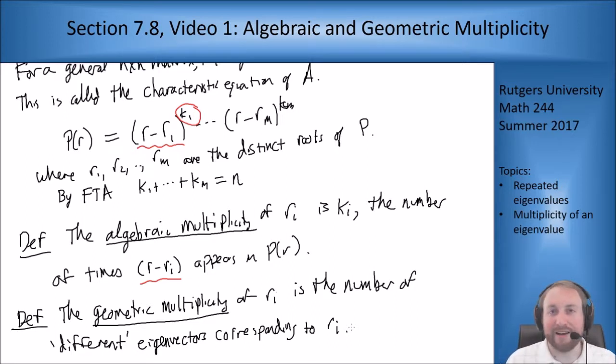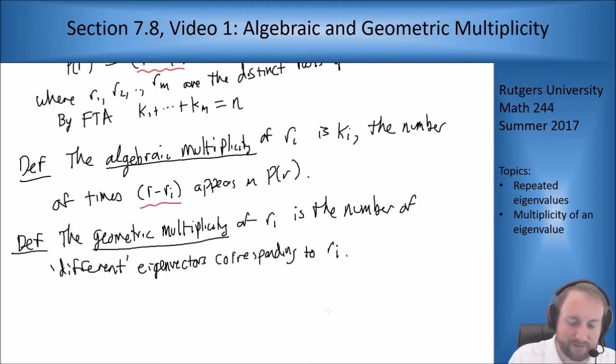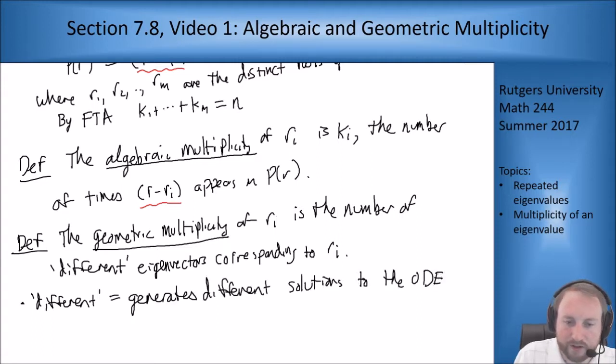What I mean by different in this case is that they generate different solutions to the ODE. So for example, let me write that down: different means generates different solutions to the ODE. As an example, the vectors (1, 1) and (2, 2) are not different in that sense.